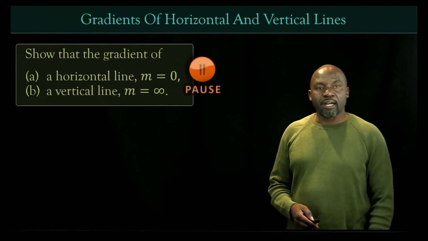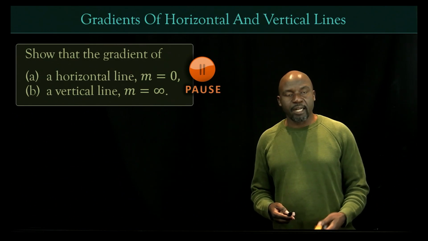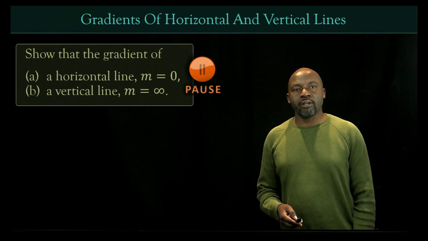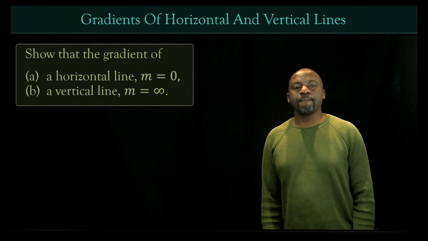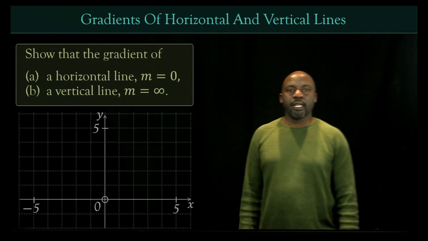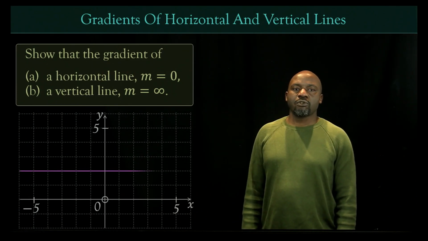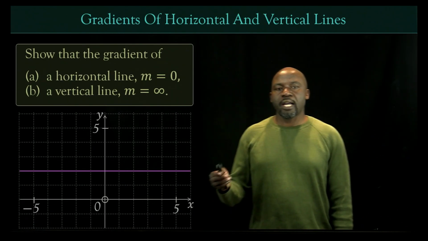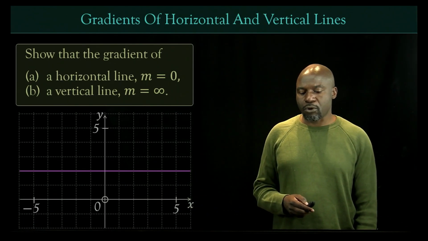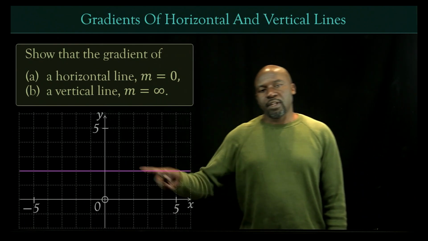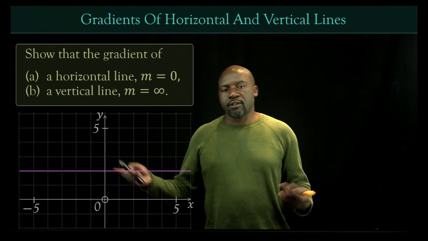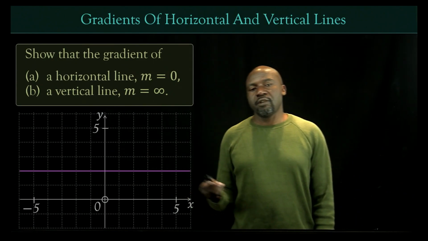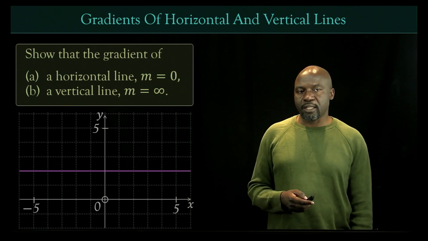Okay, pause the video and try it out. You don't need to draw an elaborate diagram. You just need to demonstrate that it is really going to be 0 or infinite. So what I will do here is to put the grid there, and we will draw a horizontal line. What we know about a horizontal line is that the y coordinate is always the same. If I pick any 2 points on this line, or any 10 points or 100 points, the x-coordinate may change, but the y-coordinate always remains the same.